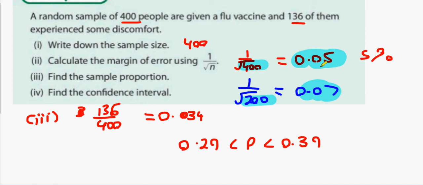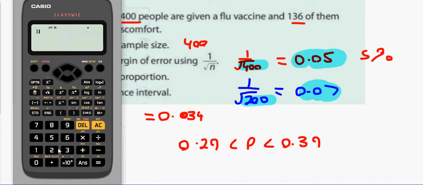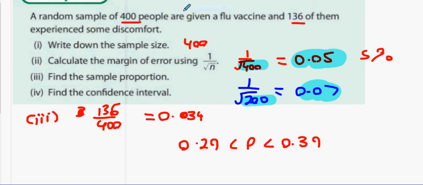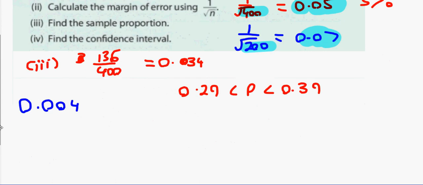How many people did Pfizer test? 60,000. Now get this, what's the margin of error for 60,000? 1 divided by the square root of 60,000. And that's a really, really small number. It's 0.004. So the Pfizer margin of error is 0.004. So what Pfizer are claiming is 90%, is it?